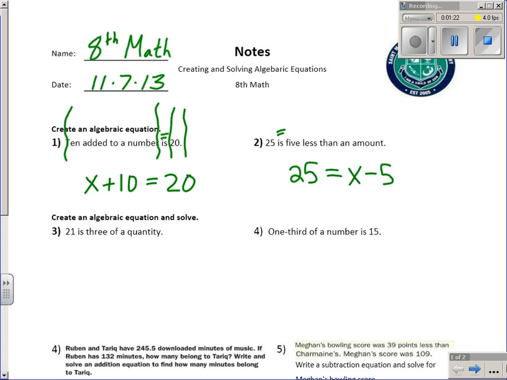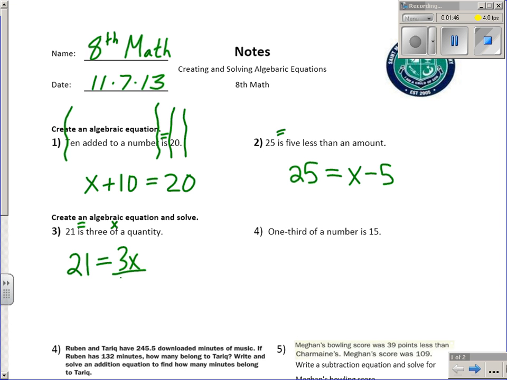Now we're going to create an algebraic equation and solve. So we have 21 is 3 of a quantity. So we're going to have 21 equals, and then 3 of a quantity. Of in math means multiplication. So we're going to multiply a quantity by 3. So 21 equals 3x is the equation.